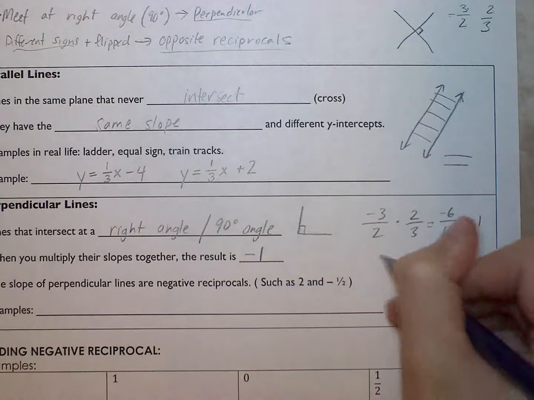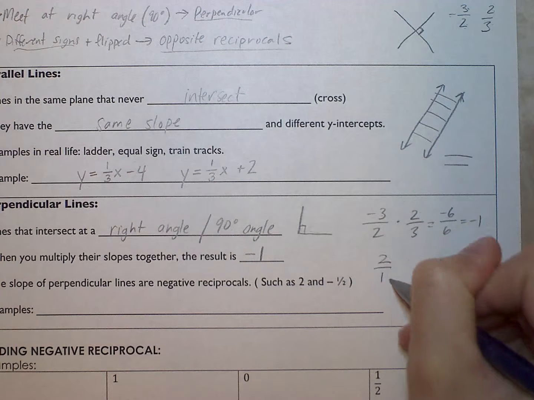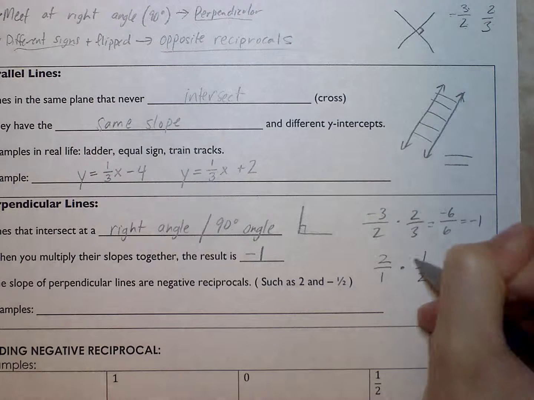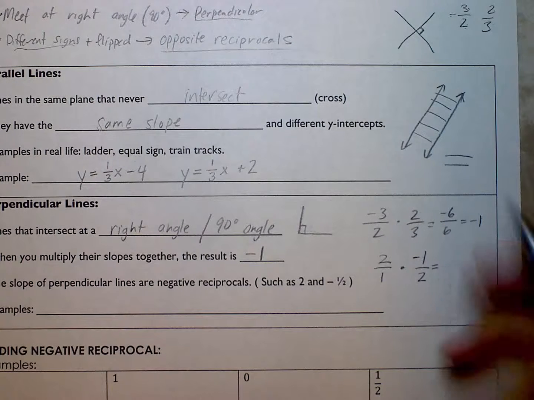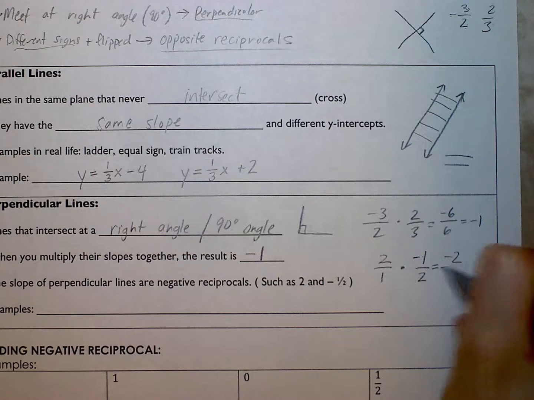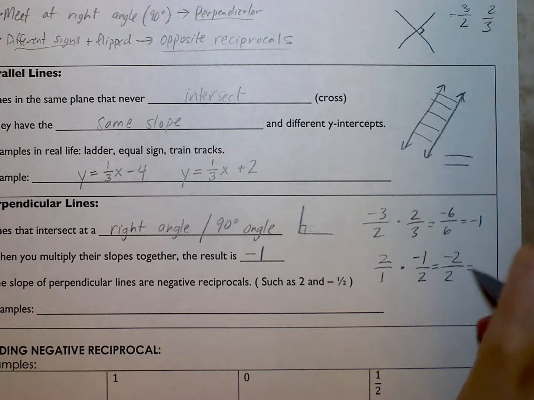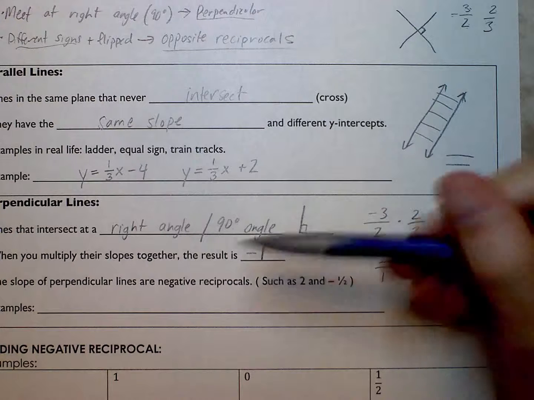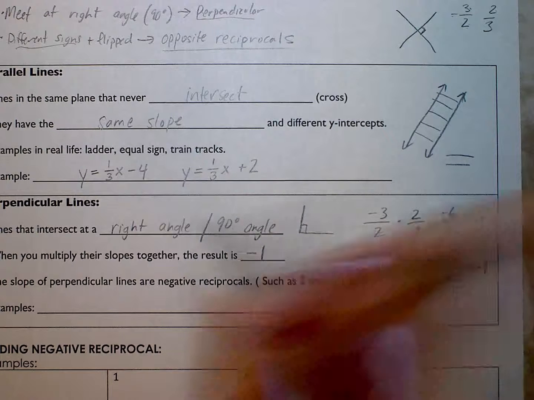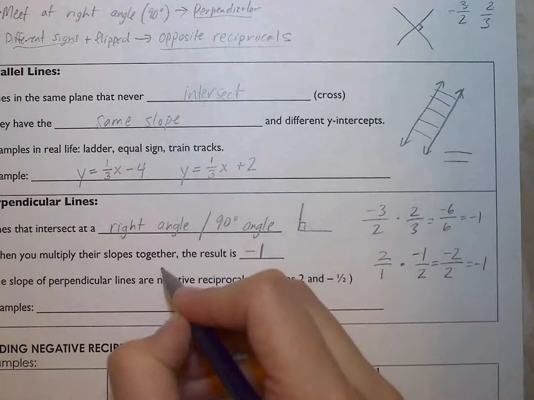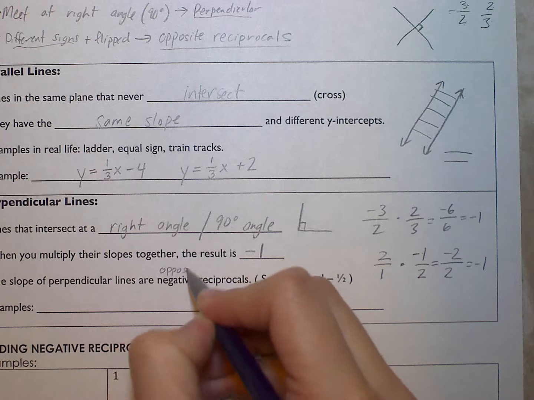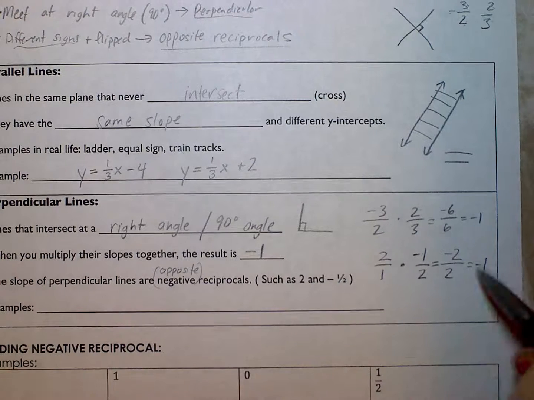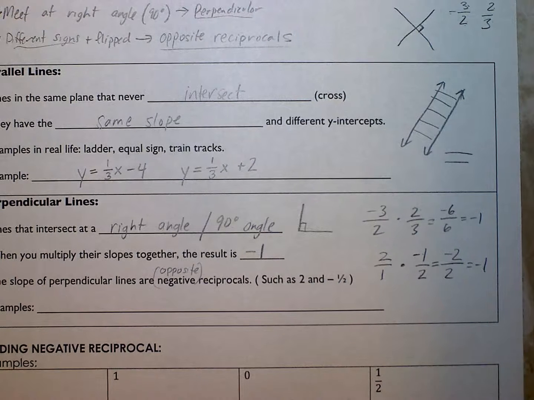Or here's another example, 2 and -1/2, right? Because that's 2/1. And then if I flip that, I get 1/2. And then they have to be opposite, so one of them is negative. So 2 times -1 is -2. 1 times 2 is 2. Again, this is -1. So you'll notice that anytime you multiply opposite reciprocals together, or negative reciprocals, and you can use both, negative reciprocal and opposite reciprocal mean the same thing, right? These are both okay. You get a -1, okay?